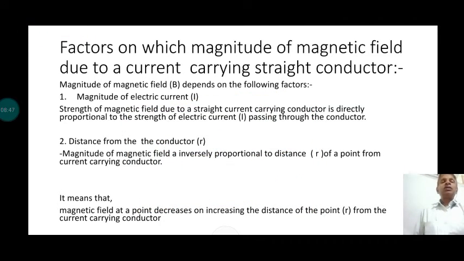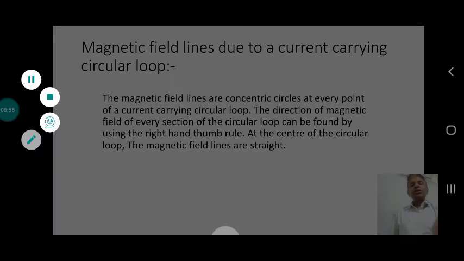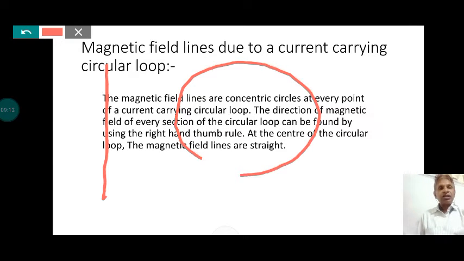Now in the next slide we are going to discuss the magnetic field due to a current carrying circular loop. First we discussed a straight conductor. What is the magnetic field produced by a current carrying circular loop? When the straight conductor is bent in the form of a circle, it is called a circular loop.